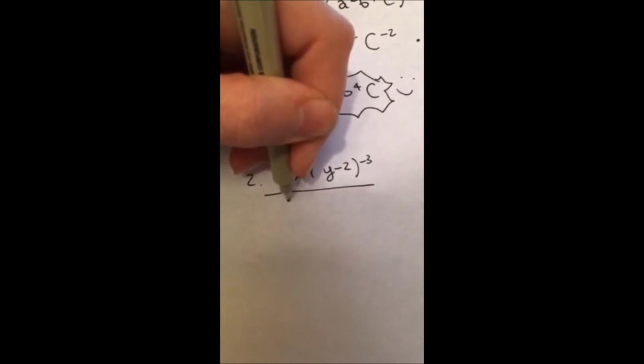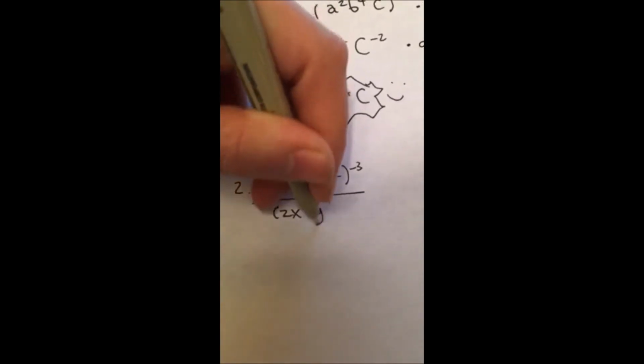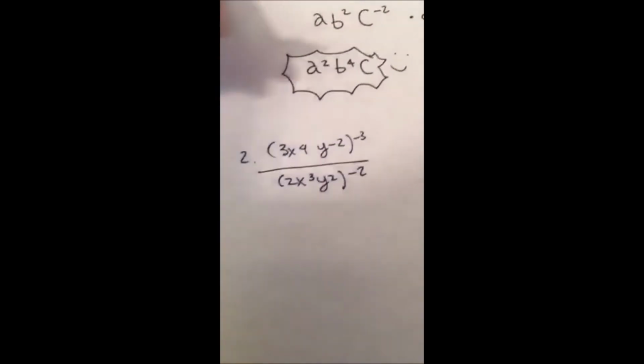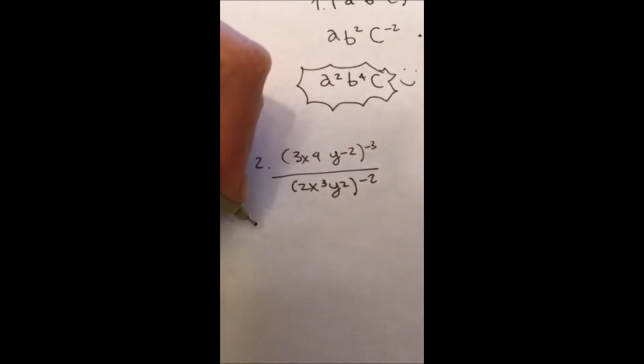So now we have our second problem, and our second problem is going to be 3x to the 4, y to the negative 2, all in the parentheses to the negative third, over 2x to the third, y to the second, in parentheses, to the negative second.